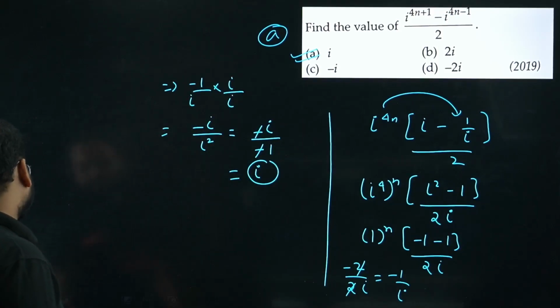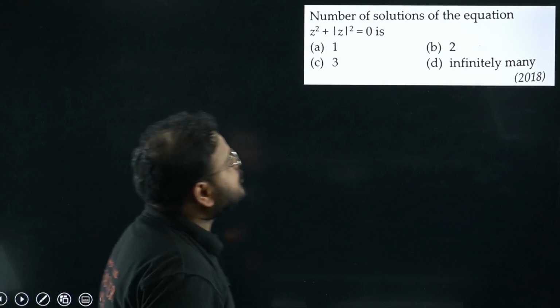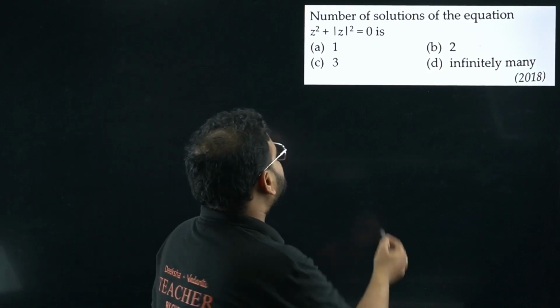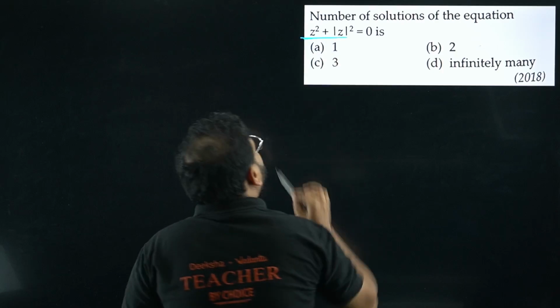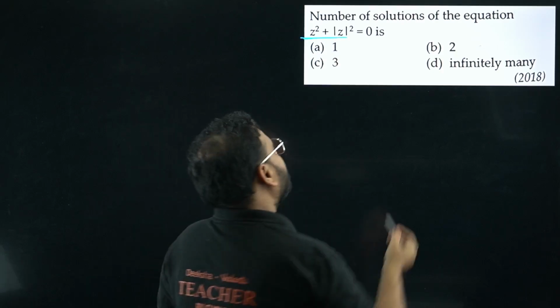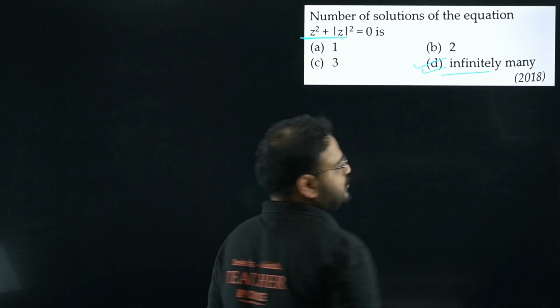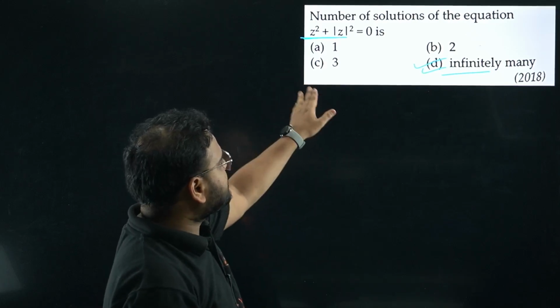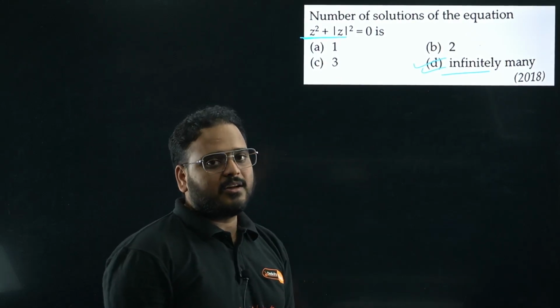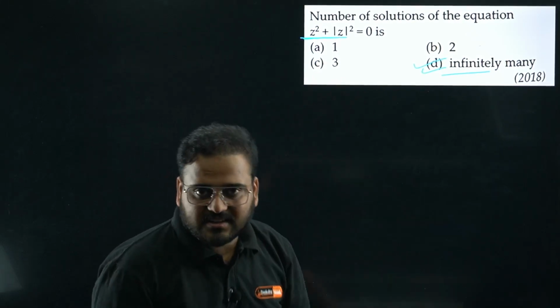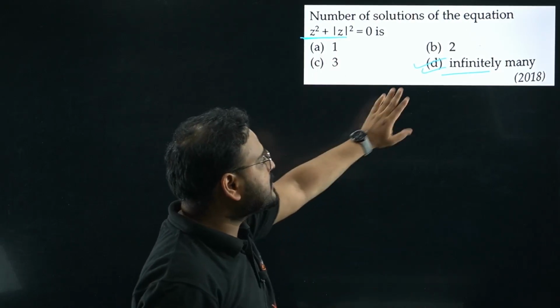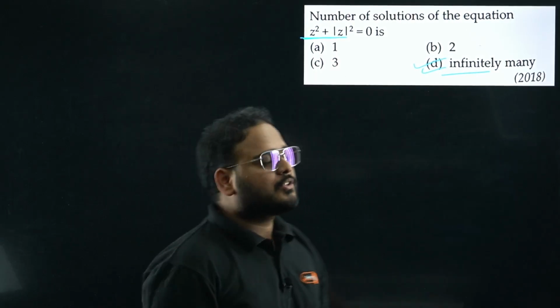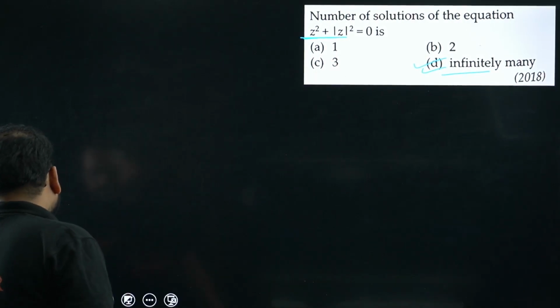Okay, next problem. Number of solutions of the equation Z square plus mod of Z square equal to 0. So this is a standard result. Infinite solutions. I don't have to do this question. You should all know that. Okay, this is going to be a standard result. There's a derivation for this, but it is not required. Remember, this will always be infinitely many solutions.